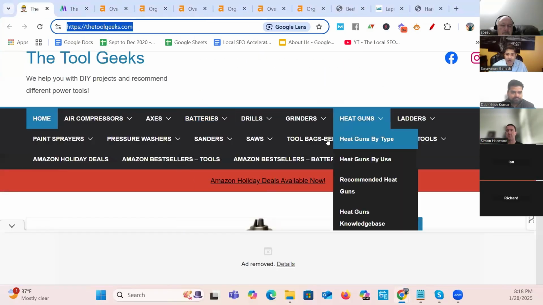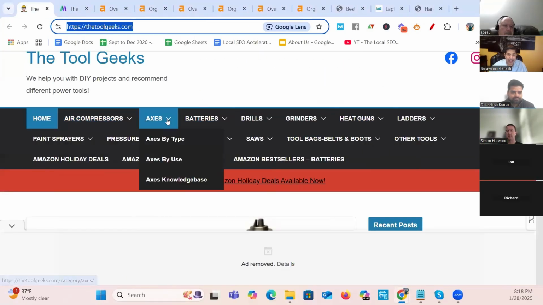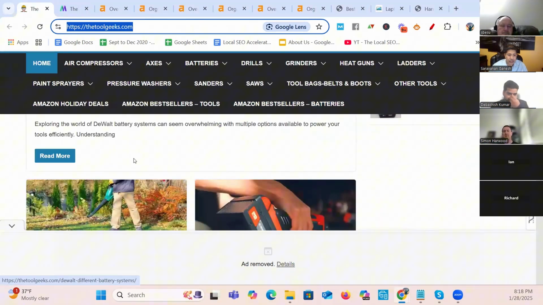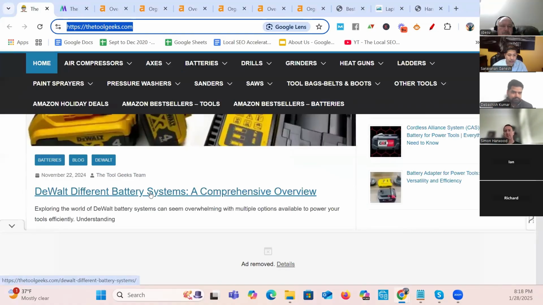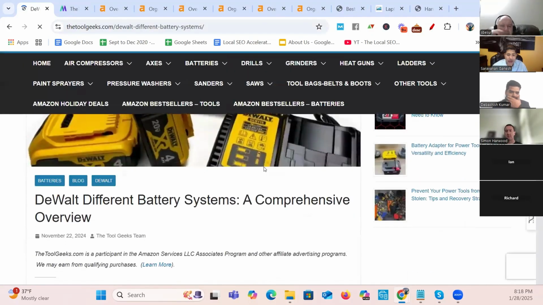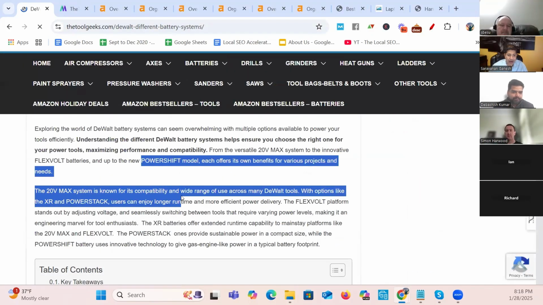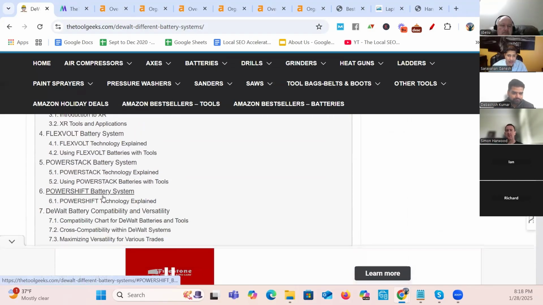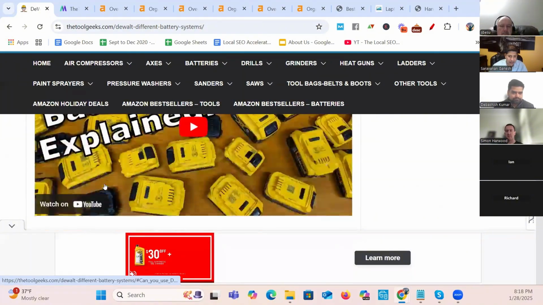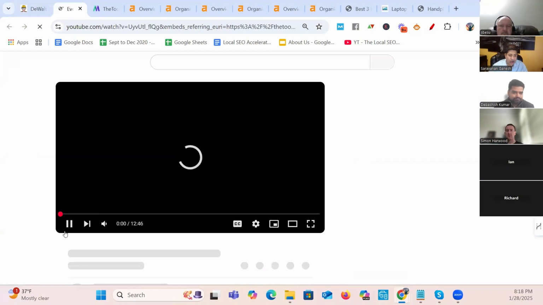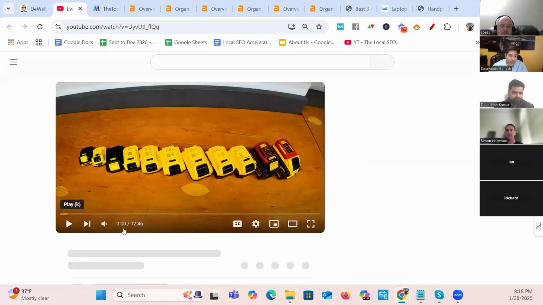But this website, if you see, they have air compressors, axes, batteries, drills, grinders, and so on. And if I want to go buy this battery system, they have a whole write-up on this. He's done a good job of writing about this, a power shift model. You see all this, look at all the content he's written for just one product, right? Then he has a video. Let's see if it's his YouTube channel or somebody else's YouTube channel. Let's see that.